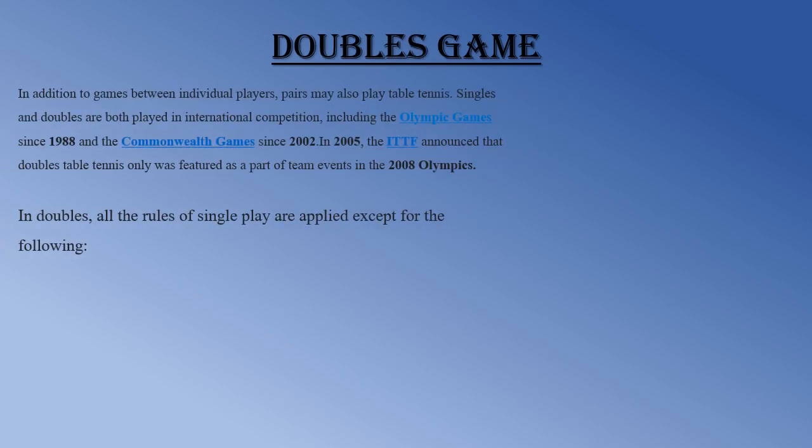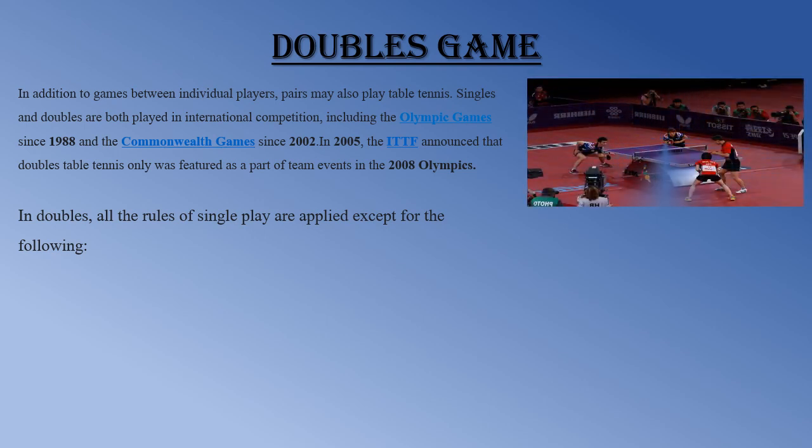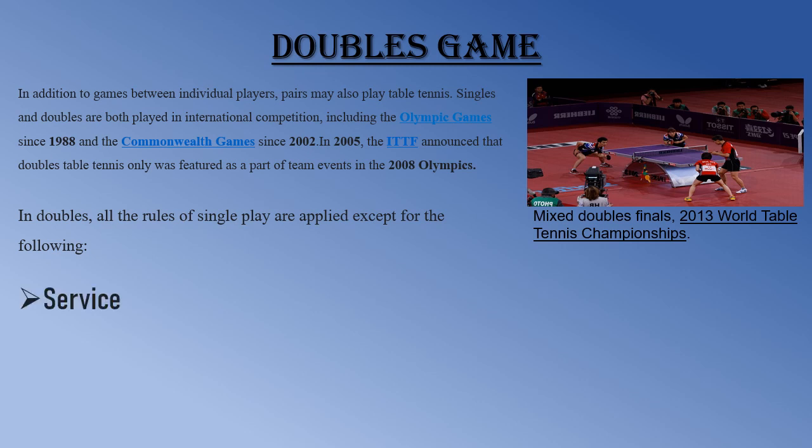Doubles game. In addition to games between individual players, pairs may also play table tennis. Singles and doubles are both played in international competition, including the Olympic Games since 1988 and Commonwealth Games since 2002. In 2005, the ITTF announced that doubles table tennis would only be featured as a part of team events in the 2008 Olympics. In doubles, all the rules of singles play are applied, except for the following.